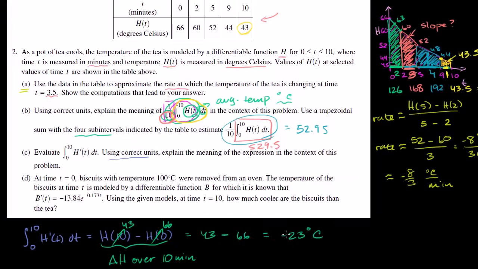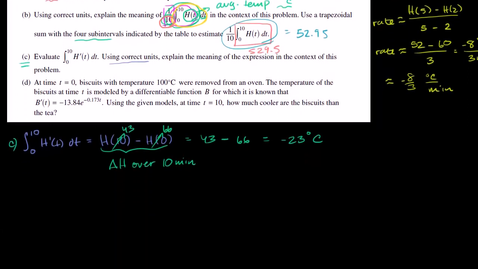So our change in temperature is negative 23 degrees, or our temperature has gone down 23 degrees Celsius over the course of the first 10 minutes. So that is part C right over there. Now let's do part D. Part D.